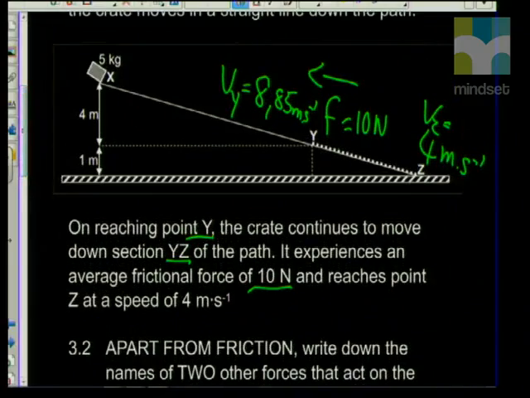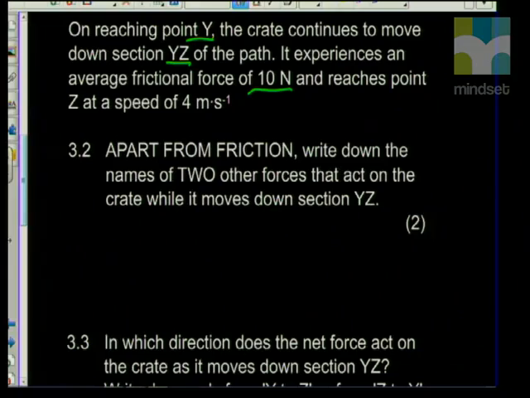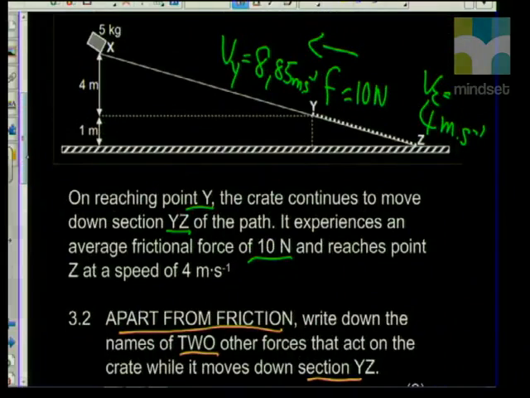So clearly, as it's been moving down, even though it's accelerating because the gravitational force is pulling it down, now the frictional component has slowed it down quite significantly because it was much faster. It hasn't increased in speed. It has a negative acceleration for this section. So what they're asking is, apart from friction, write down the names of 2 other forces that act on the crate while it is in this section, YZ.